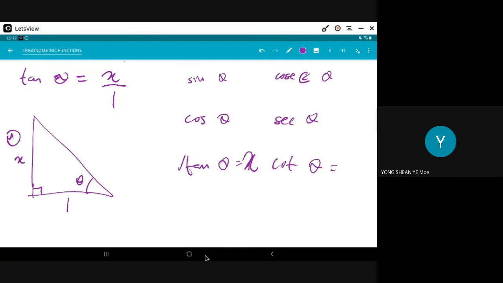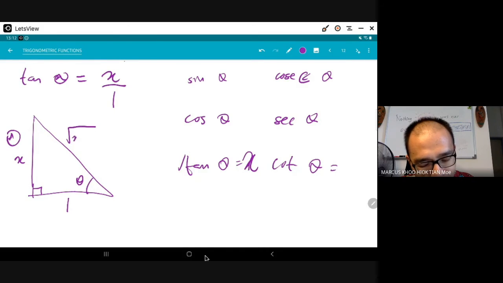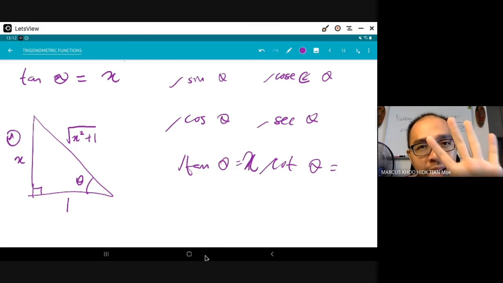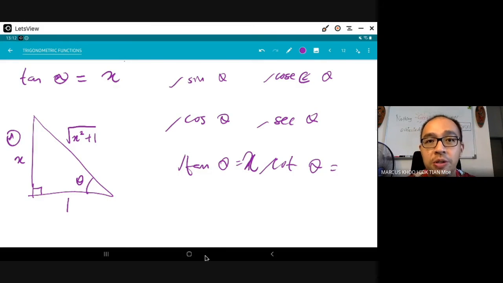What is my hypotenuse? Square root of x squared plus 1. How did I get this hypotenuse? By using our good friend Pythagoras. Now, tell me guys, can you give me the rest of the 5 values? Can. Notice how such a simple thing as tangent theta equals x can give you another 5 values of the trigonometric ratio. If there is one skill you need to learn today, this is the skill.